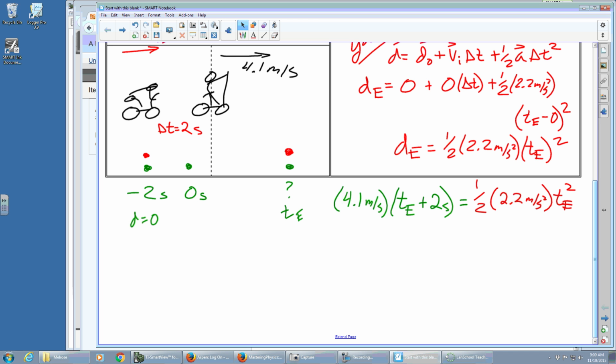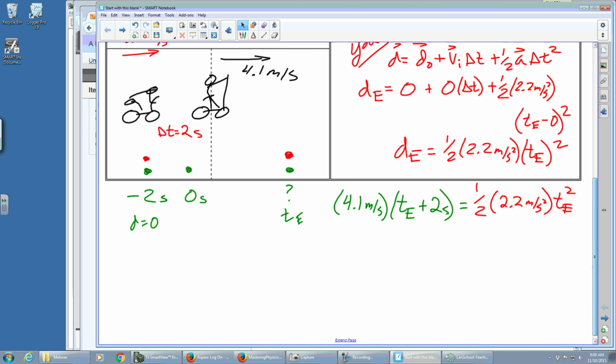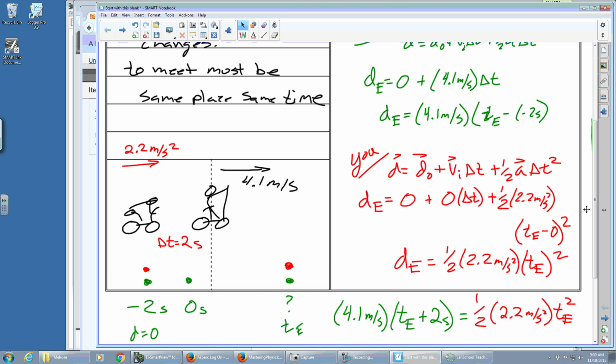Which 2 seconds? Well, I had said back up here that the distance she travels is her velocity times the change in time. She starts traveling at negative 2 and continues until t sub e. So the delta time is t sub e minus negative 2, which is the same as plus 2.